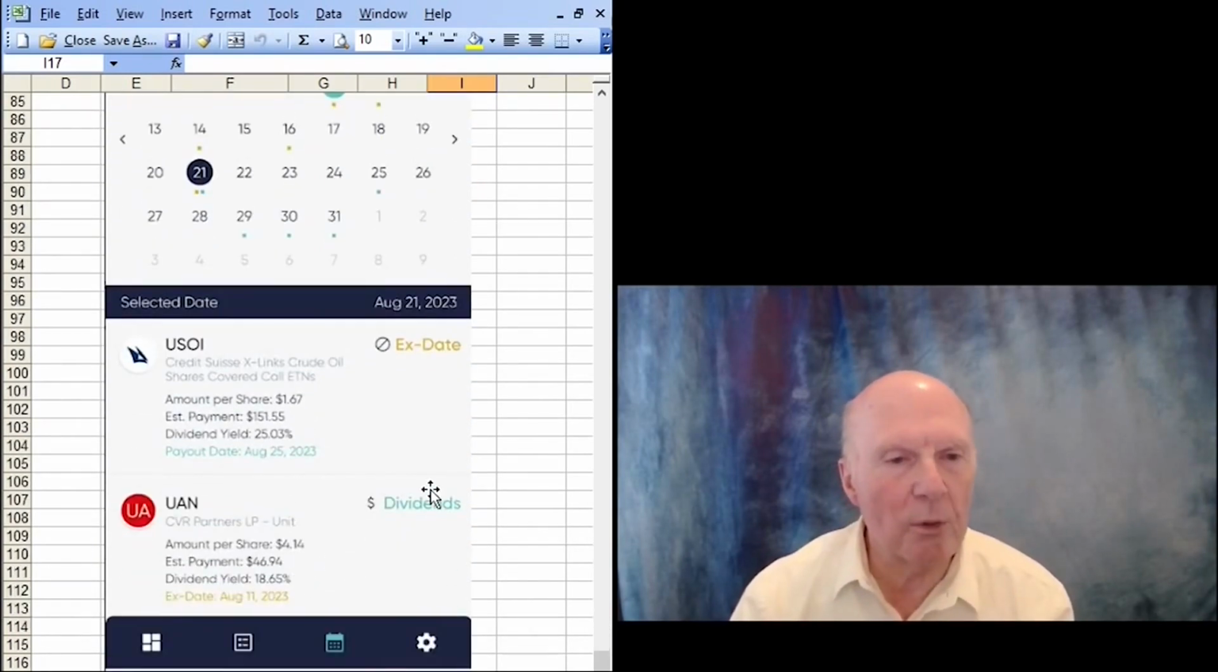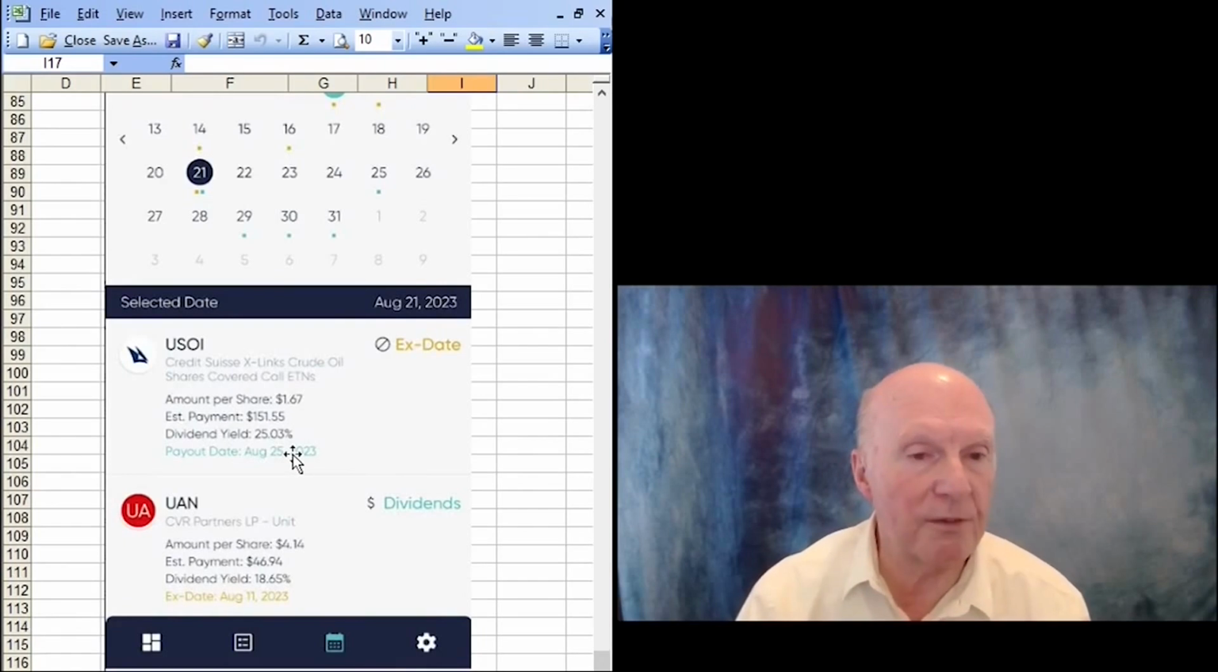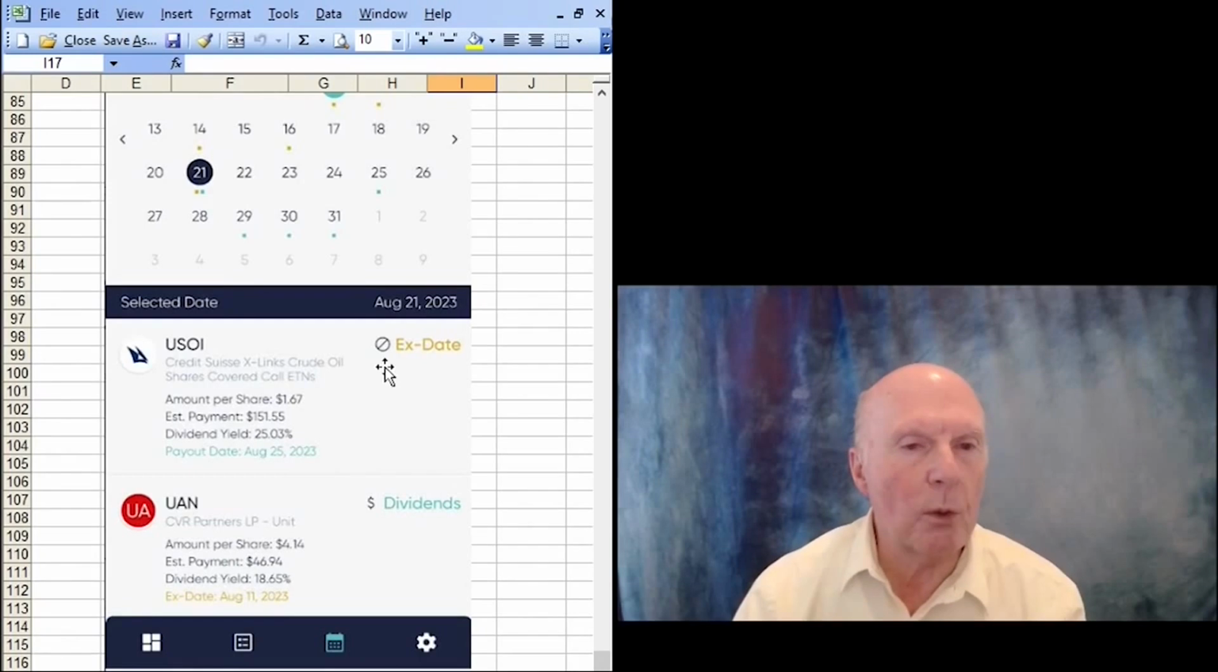Okay, so down here the actual payout date for USOI is August 25th. So the ex-dividend date was the 21st. The payout date was August 25th. Their payout date's pretty close to the ex-dividend date. Most stocks are a couple of weeks out, sometimes a month out. All right, so that's what the little gold things show you, and the little green things show you the actual dividends that are going to get paid that day.